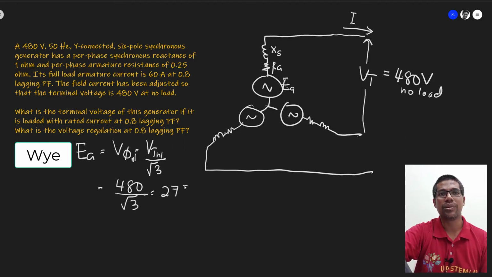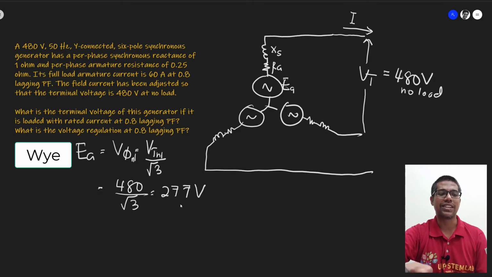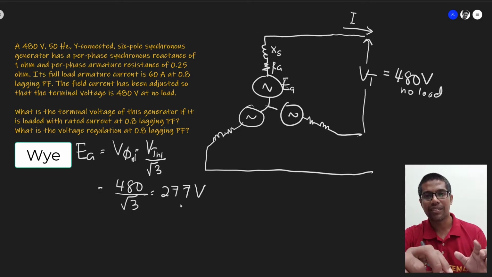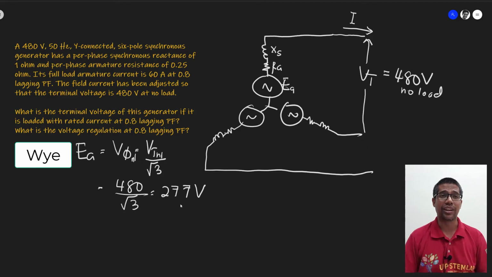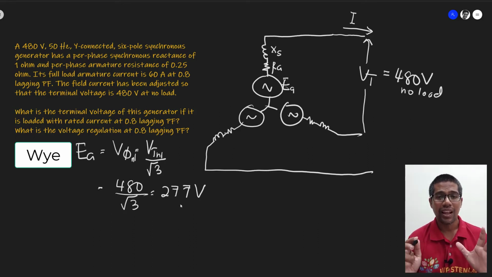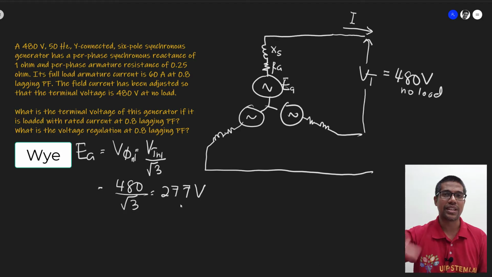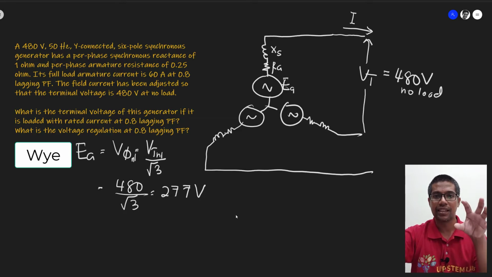You will get around 277 volt. Okay, point something, but yeah, you can neglect that. Now we have our EA, and this EA will be fixed. When we change our load, this EA will not change. It's good now that you draw the per phase circuit, the simplified circuit.